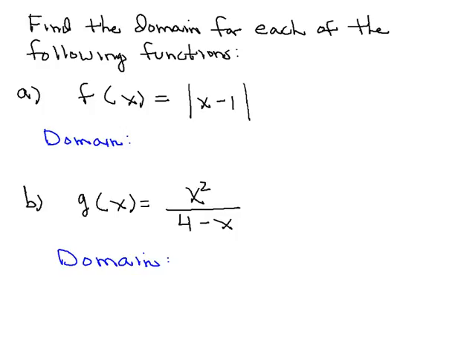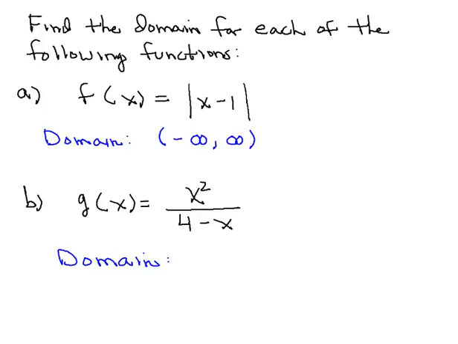So in our first example, f of x is equal to the absolute value of x minus 1. Hopefully it is clear that if you put any value for x into the function, subtract 1 and take the absolute value of that, that will always produce a real number. And so in this case we can say the domain would be all real numbers. And in interval notation we can express it as negative infinity to infinity.